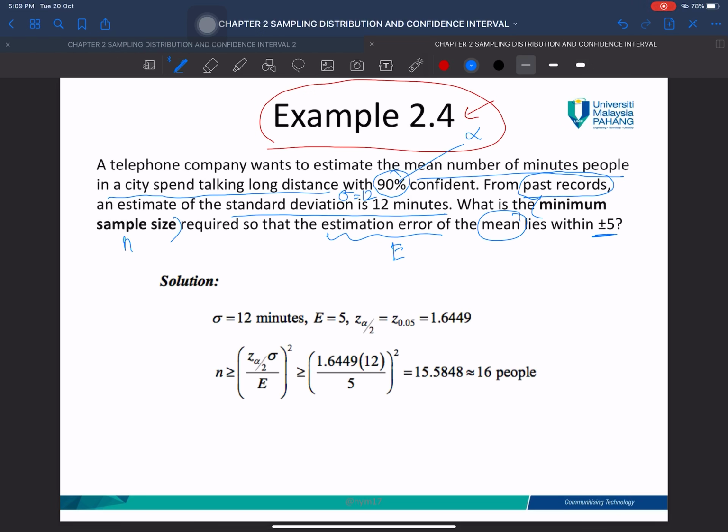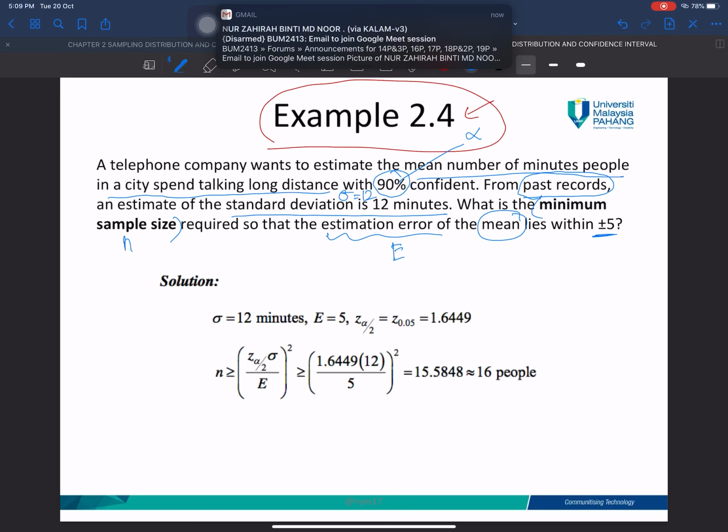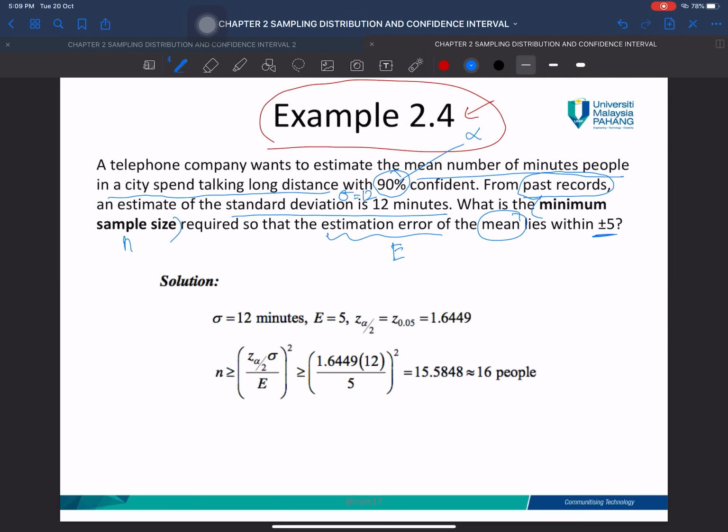So the estimation error given here is for the mean. So it is clear that we have to use the concept of confidence interval for the mean in order to find the n here. Okay, so that's why we use this formula. So we have sigma 12, we have E 5. It doesn't matter, use the plus or the minus, similar. When we are talking about the error, it could be plus minus 5. So okay, what does it mean here?